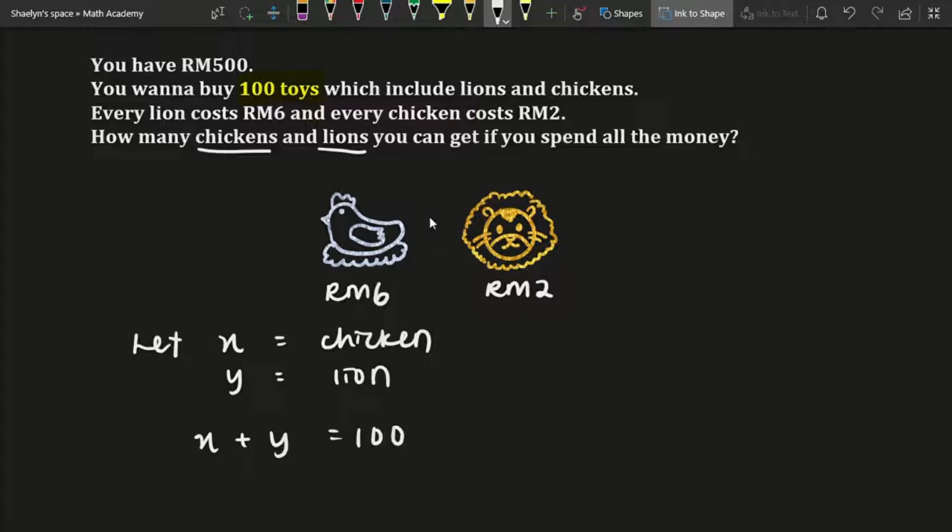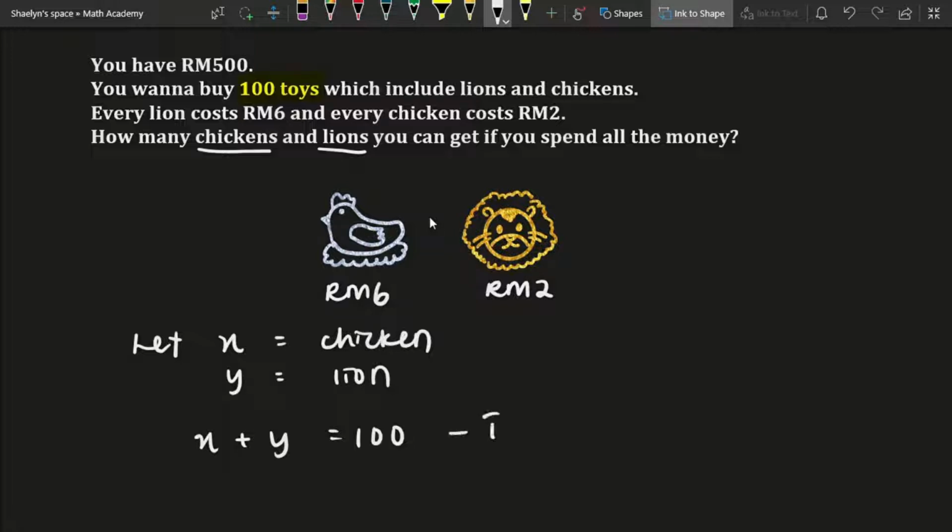Why? Because the number of chickens plus the number of lions at the end will be equals to 100. For example, you buy 50 chicken and 50 lion, then you will get 100. Of course, 50 is not the answer. I'm just giving you a brief example to say that at the end, the number of chickens and the number of lions, when they sum up together, it has to be 100. Okay, so we are done with the first equation right now. How about the second equation?